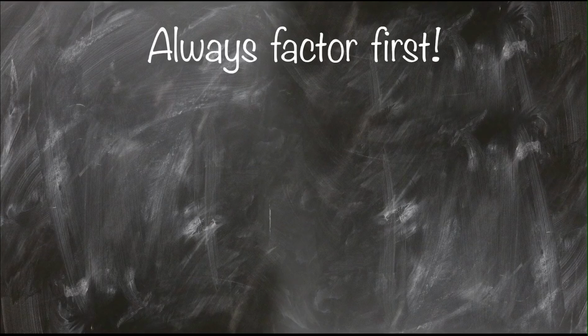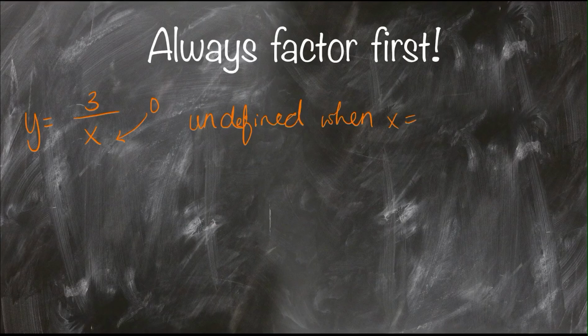So we're going to take a look at 4 different rational expressions, a fraction of polynomials, and decide where the bottom equals 0. Let's go ahead and start with 3 over x. Y equals 3 over x. Where does the bottom equal 0? Well, it would be when x is 0, right? So this is undefined when x equals 0.